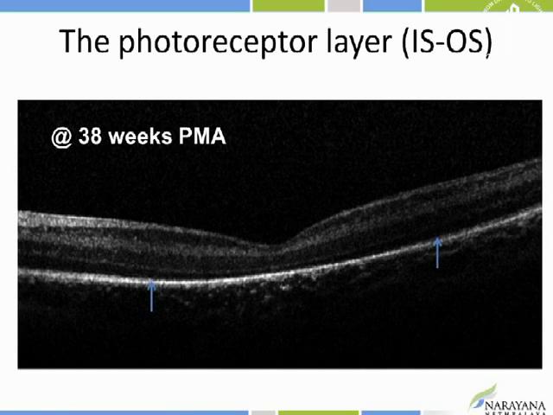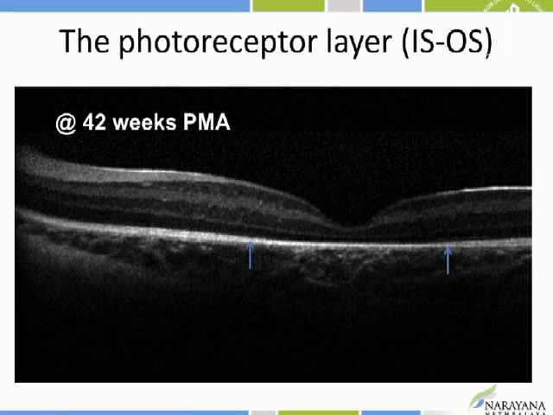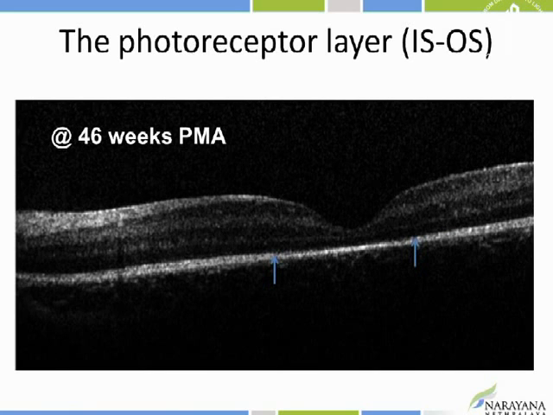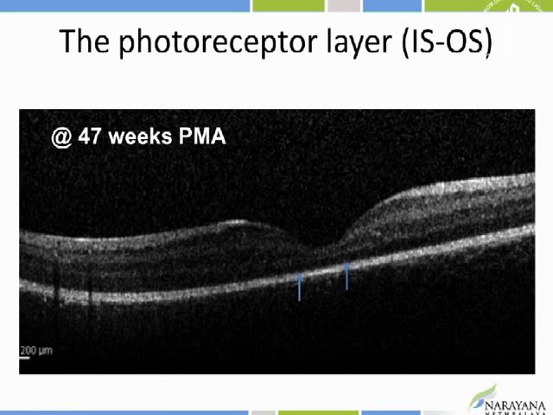So it's really a centripetal migration. So here it is, 38 weeks. At 42 weeks it's coming closer, but it's still not two distinct layers. At 46 weeks it's almost coming closer. Also notice that the outer plexiform layer is fusing. And then at about 47 or 48 weeks, that's what studies have shown.